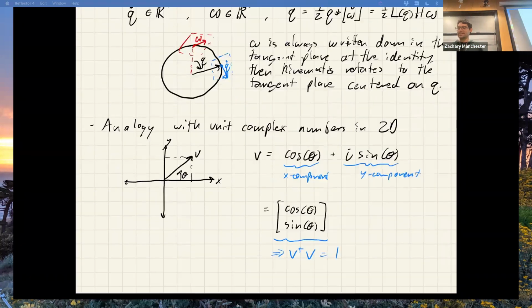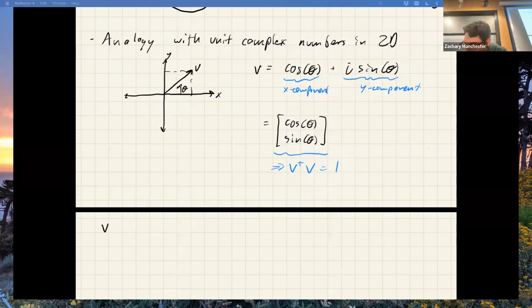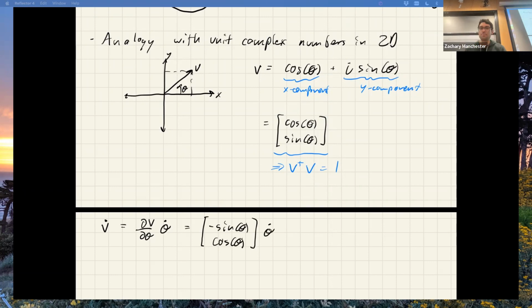Now what we're going to do is take the time derivative of V. I'm going to write V dot in terms of theta, chain-ruling through this. So I've got partial V partial theta times theta dot. Everyone cool with that? Now let's write that out in more detail. Partial V partial theta is minus sine theta, cos theta, times theta dot. I'm going to cheat a little bit: this is just one column of the 2D rotation matrix, which I'll now write out in full.